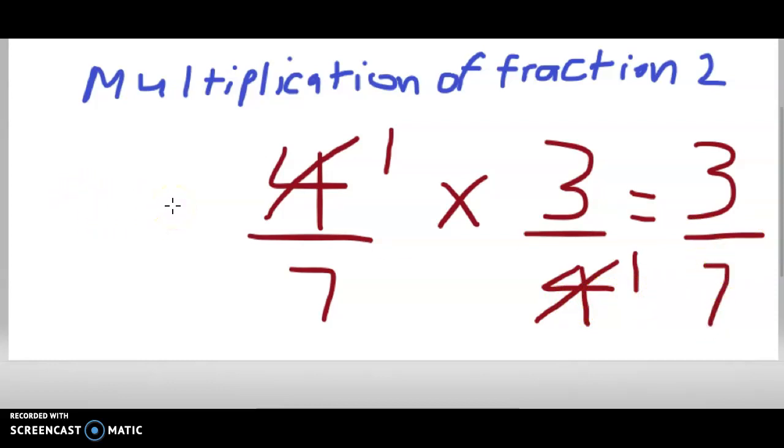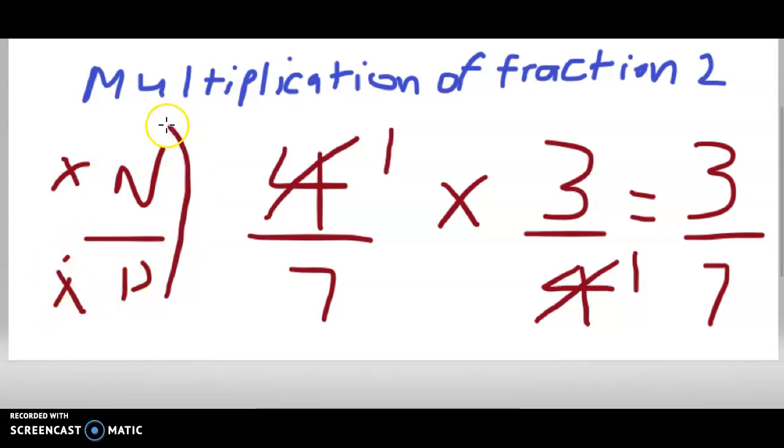Alright, let me revise the steps. Step 1: in multiplication of fractions, the denominators do not need to be the same. Step 2: we simplify the fractions. We can simplify top and bottom this way, or this way, or this way. Step 3: we multiply the numerators, then multiply the denominators, and write the answer.